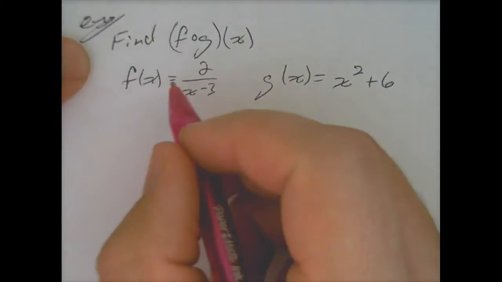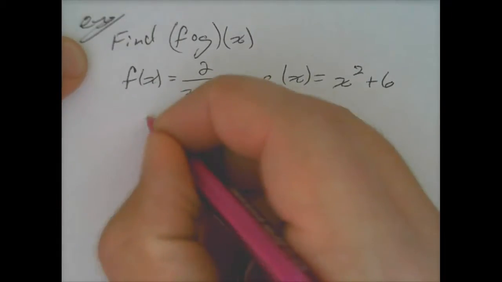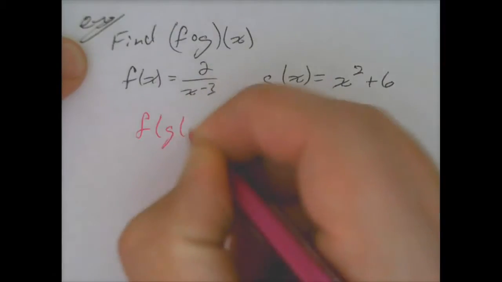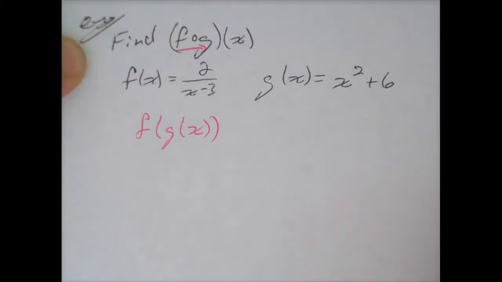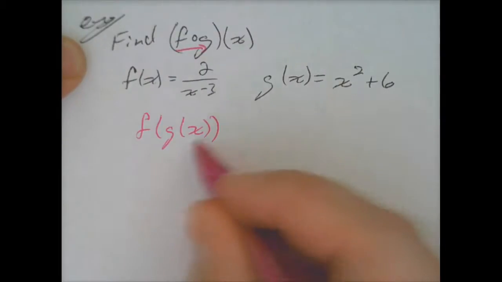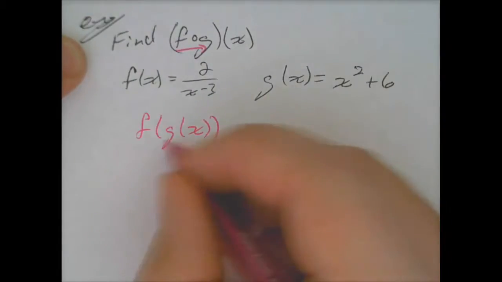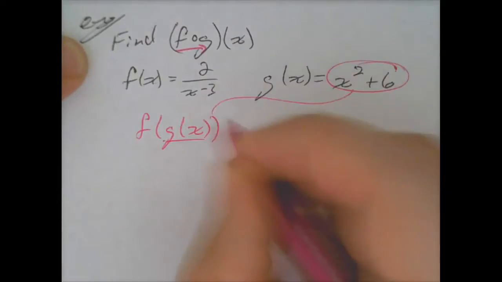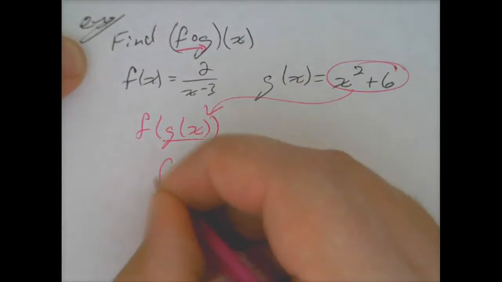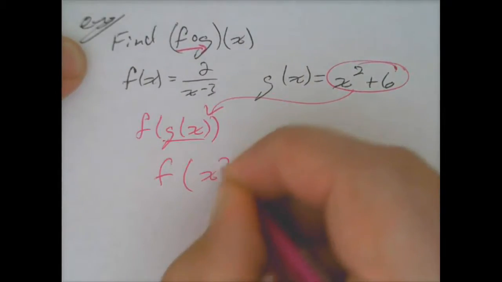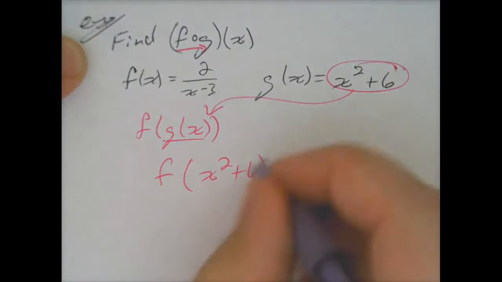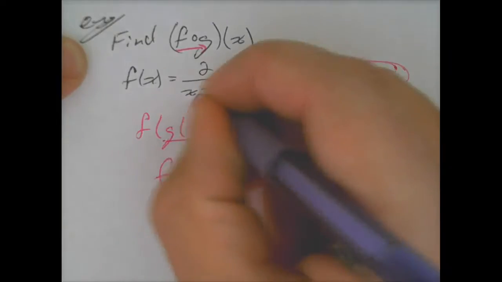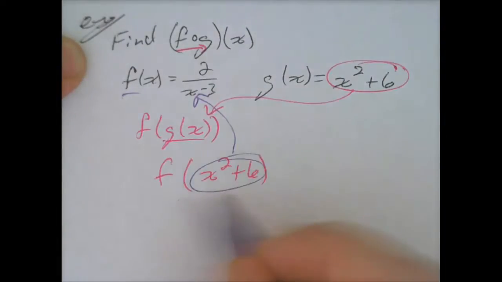Okay, so with this one, find f of g of x. That's the only thing we're doing in here. So f of g of x, make sure you read these appropriately. It goes in the same order that this does, f of g of x. Okay, and then I can substitute in my g of x function. So I have f of x squared plus 6. And then I can take this x squared plus 6, substitute it where I see x in this function, because that's my f function, f of x squared plus 6.